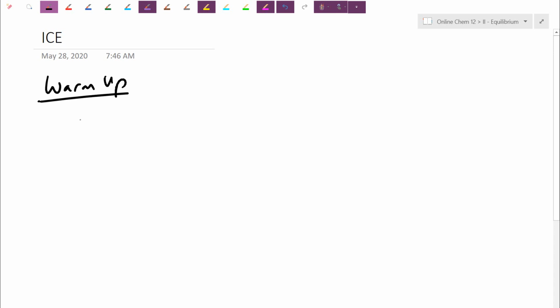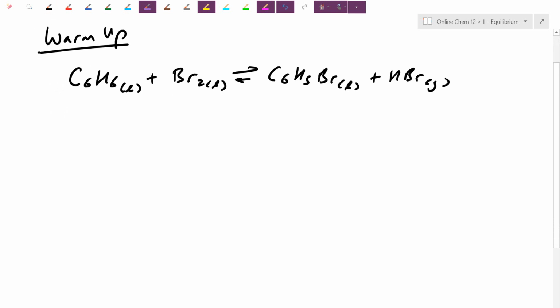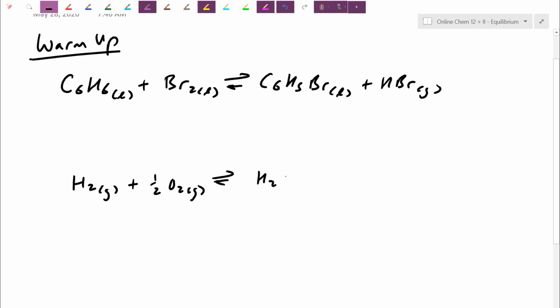So let's say I was given the following. I'm going to have benzene, which is C6H6. This one here is a liquid. It's going to react with bromine. This is an equilibrium here, producing C6H5Br, also a liquid, and then we have HBr as a gas. So that's one expression. I'm going to give you one more here. Let's do H2 as a gas and half O2 as a gas. It's strange that they have a fraction there, but let's see what ends up happening here. And this ends up producing water as a liquid.